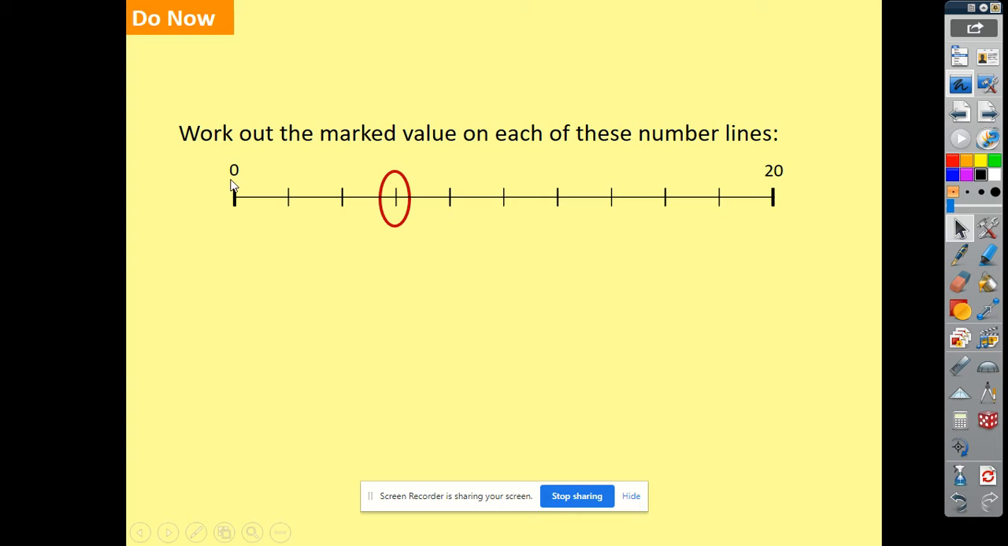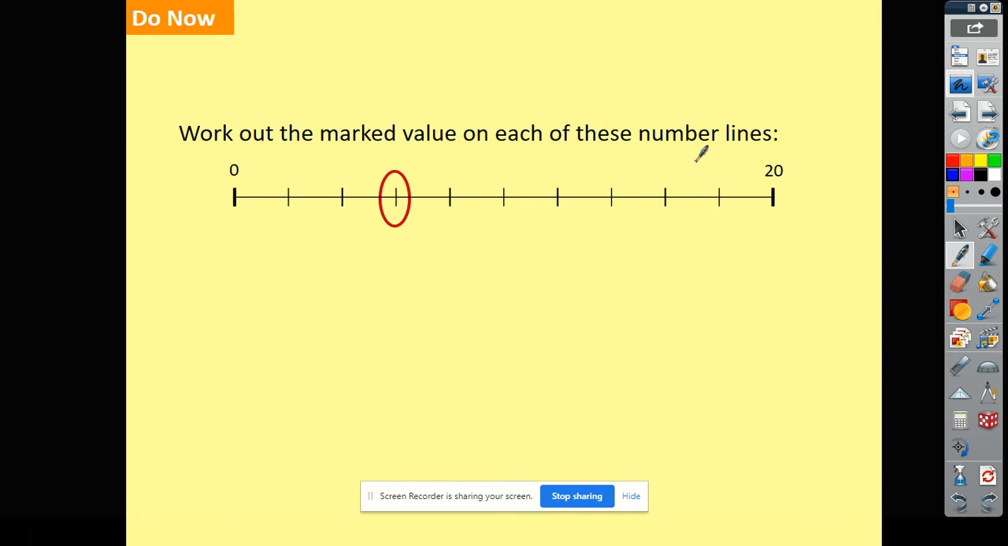Well, we know that the number line is going from 0 to 20. Let's have a look to see how many parts the number line is split into. So we've got 1, 2, 3, 4, 5, 6, 7, 8, 9, 10 parts. So if this number line has been split into 10 parts, we could do 20 divided by 10 is 2. So we know that each of these here must be worth 2.